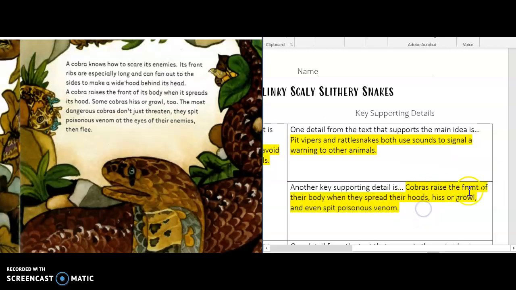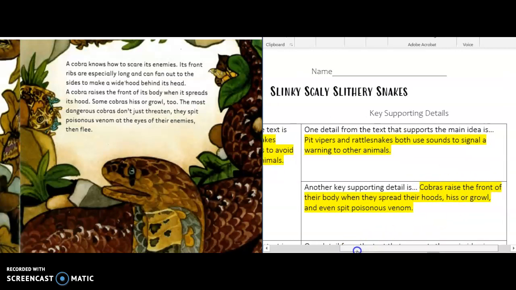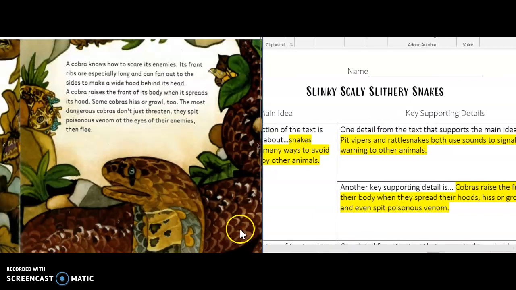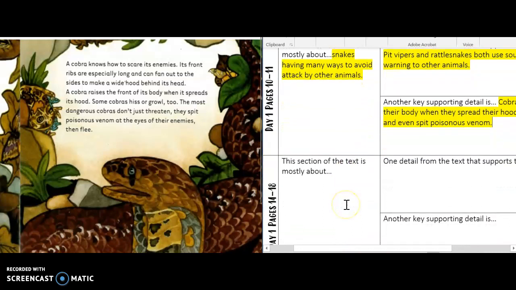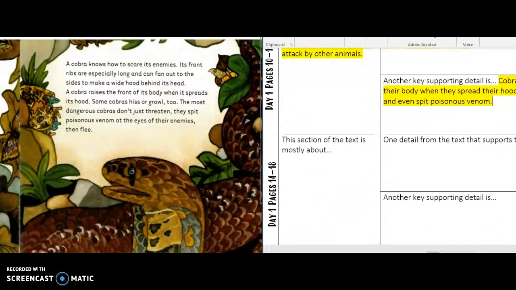And again, you may have included only one of those ideas. That is still correct. Okay, tomorrow we'll go over day 2 and we are focusing on pages 14 through 18. Great job today.